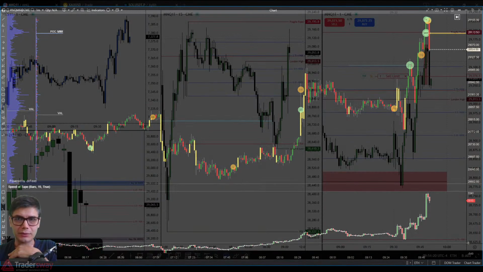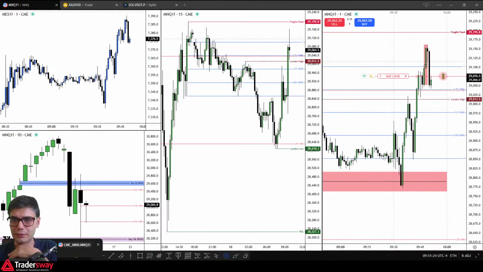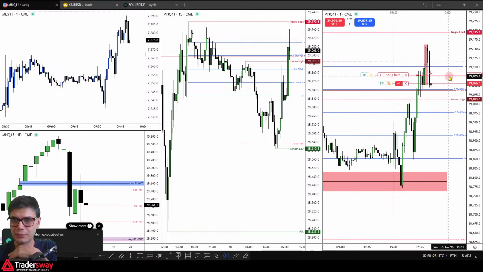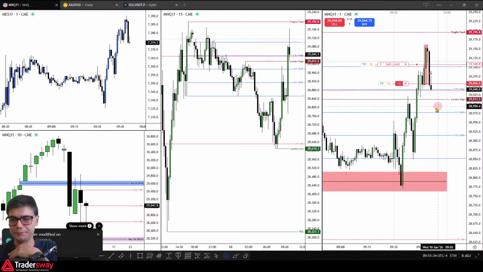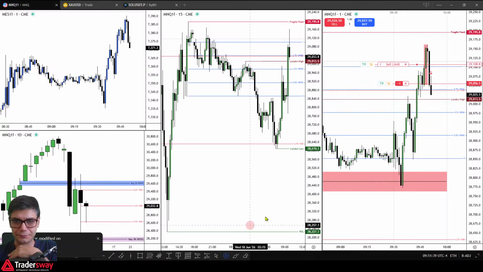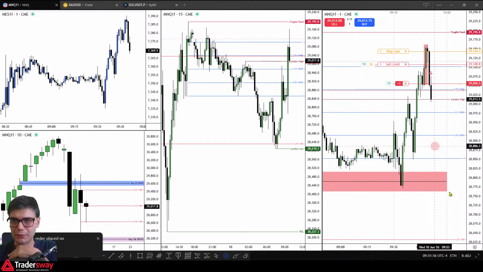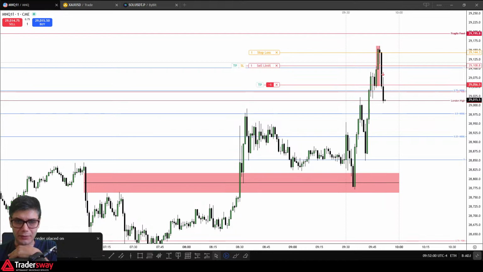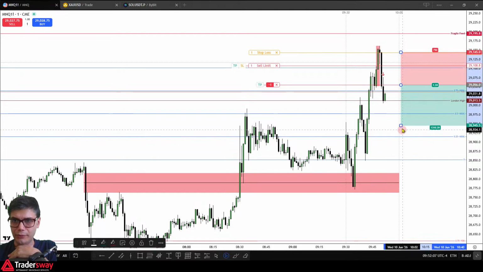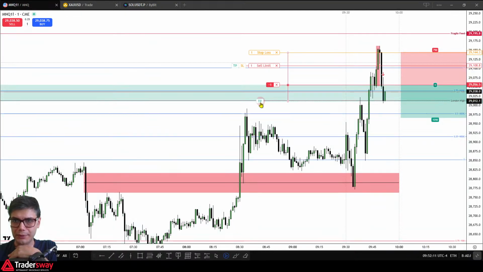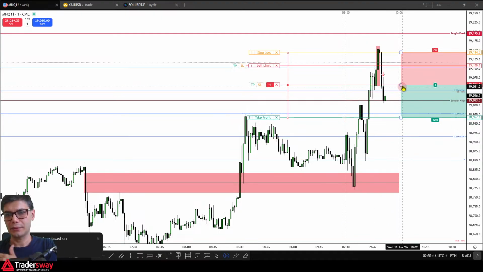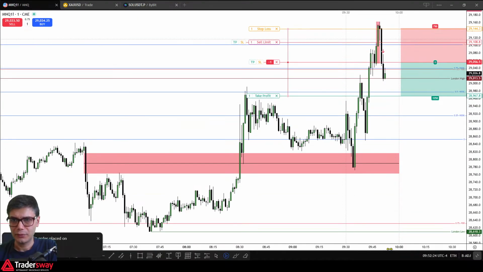Let's go to the chart. It didn't fill me in. I left the pending order here. It did not fill me. Okay, let's make this bigger. First trade is always 1-to-1 to build liquidity. The second pending order. Too many lines on the screen.